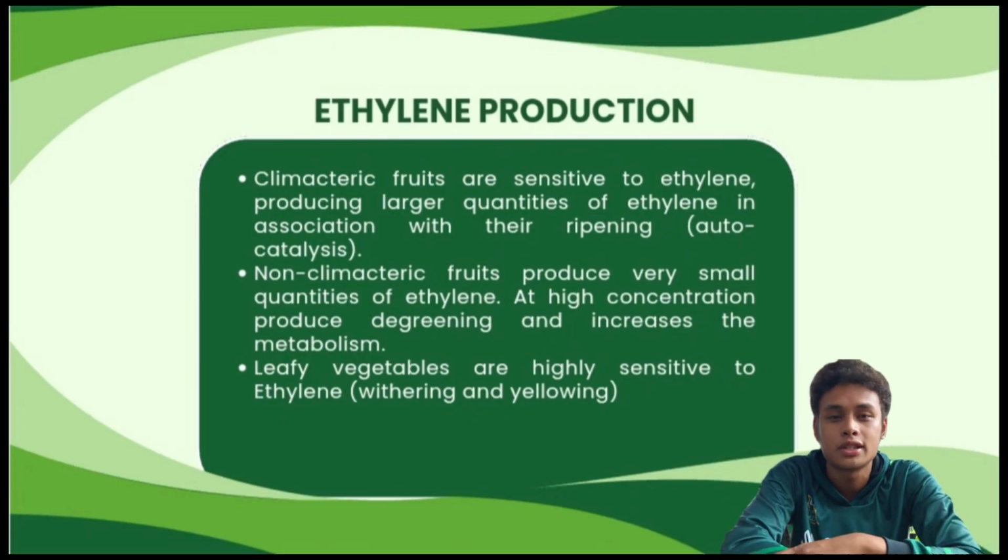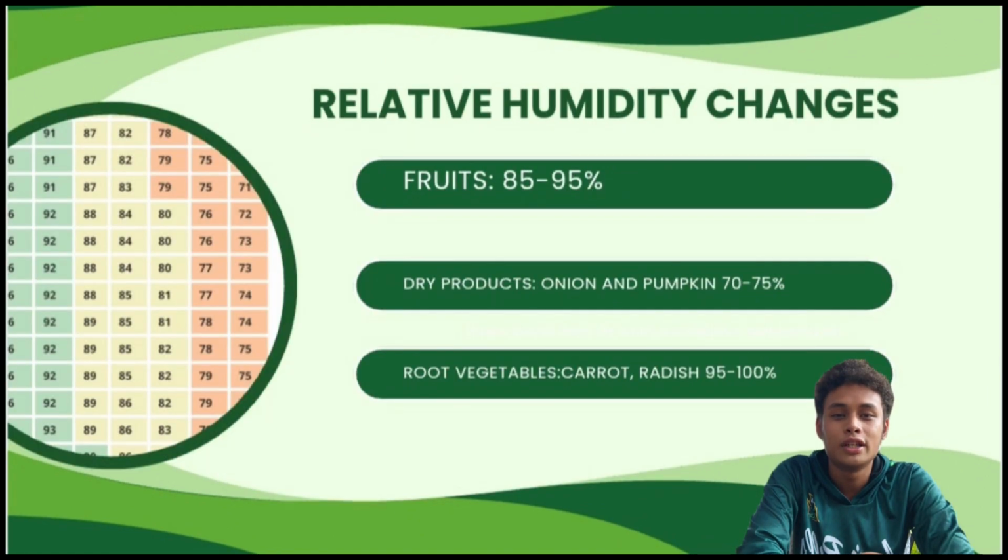Also, leafy vegetables are very sensitive to ethylene. Even small amounts can cause yellowing and wilting, so controlling ethylene exposure is very important to maintain the freshness and quality of crops. So now let's move to the relative humidity.